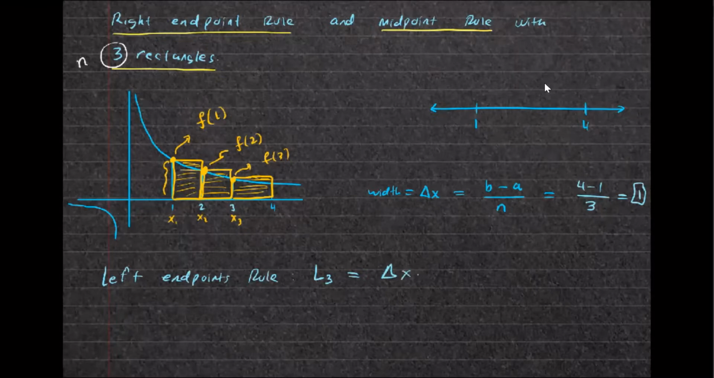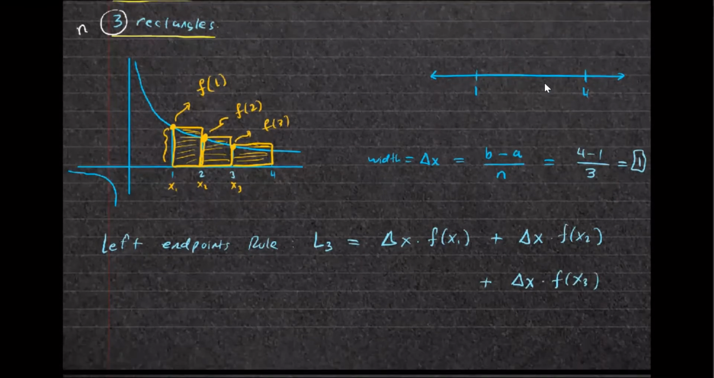And the height of the first rectangle is determined by f of x1. Plus the next rectangle, delta x is the width, height is f of x2. Plus the last rectangle, delta x is the width, and the height is f of x3. So that's how you set this up.